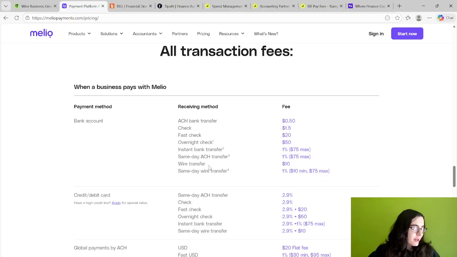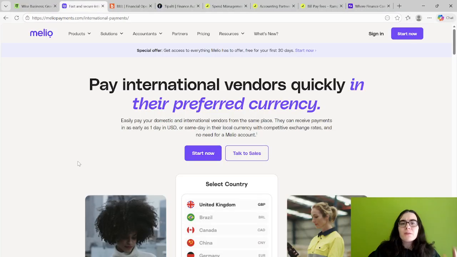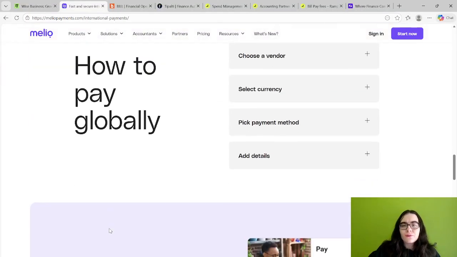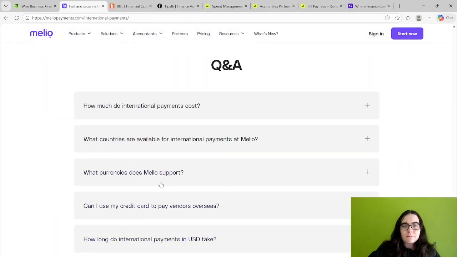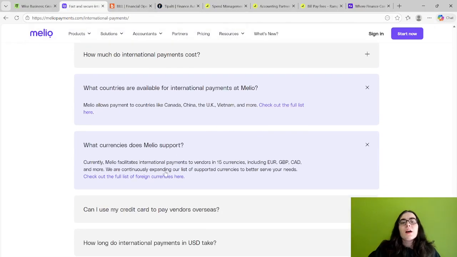The other thing with them is they do have international capabilities if you need that, and it may be enough for your business because they support currently 15 different currencies. They also have a whole list of countries that they support payments to. So it's currently 15 currencies, including the euro, the pound, the Canadian dollar. So that may be all you need, but if you need to pay someone in a currency that isn't supported, then Melio is not going to be right for you.